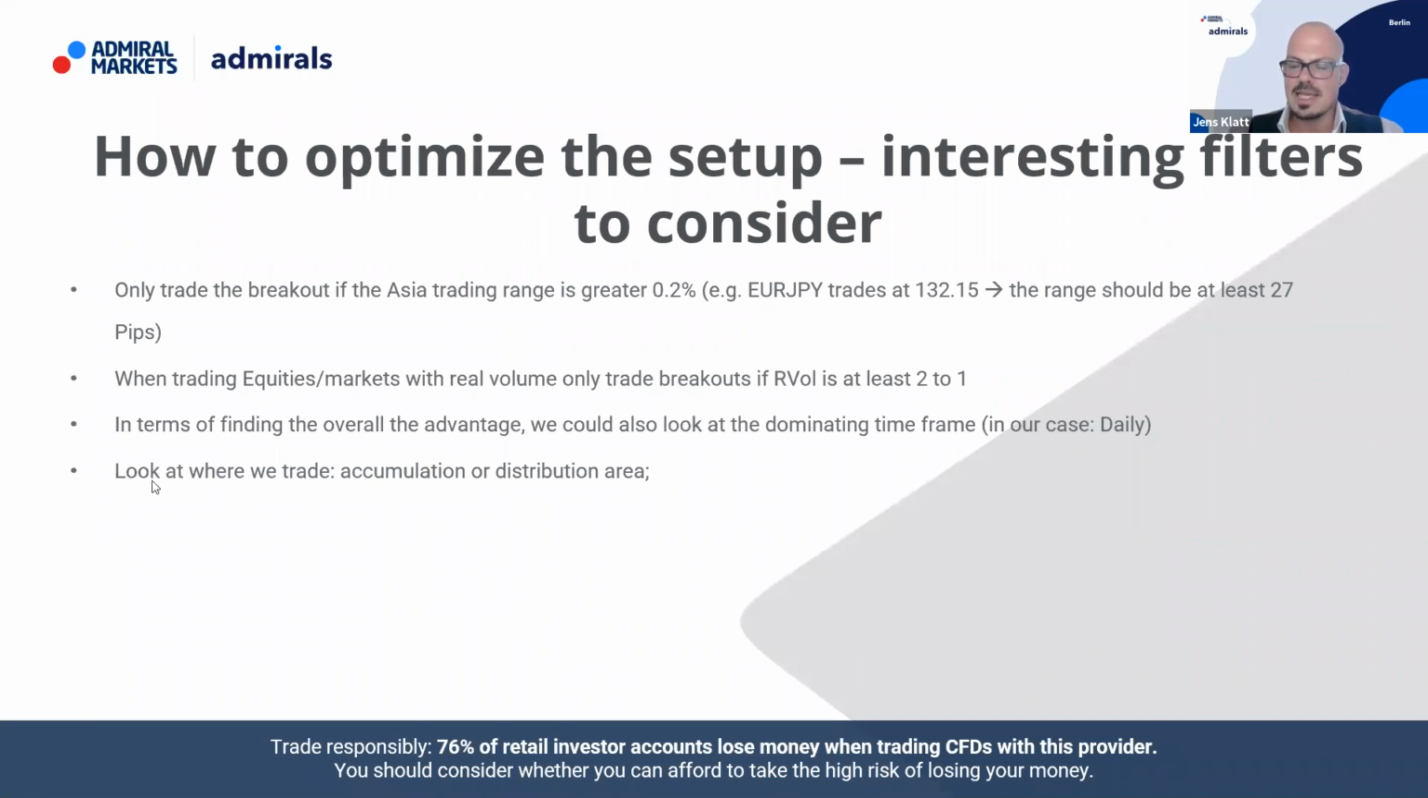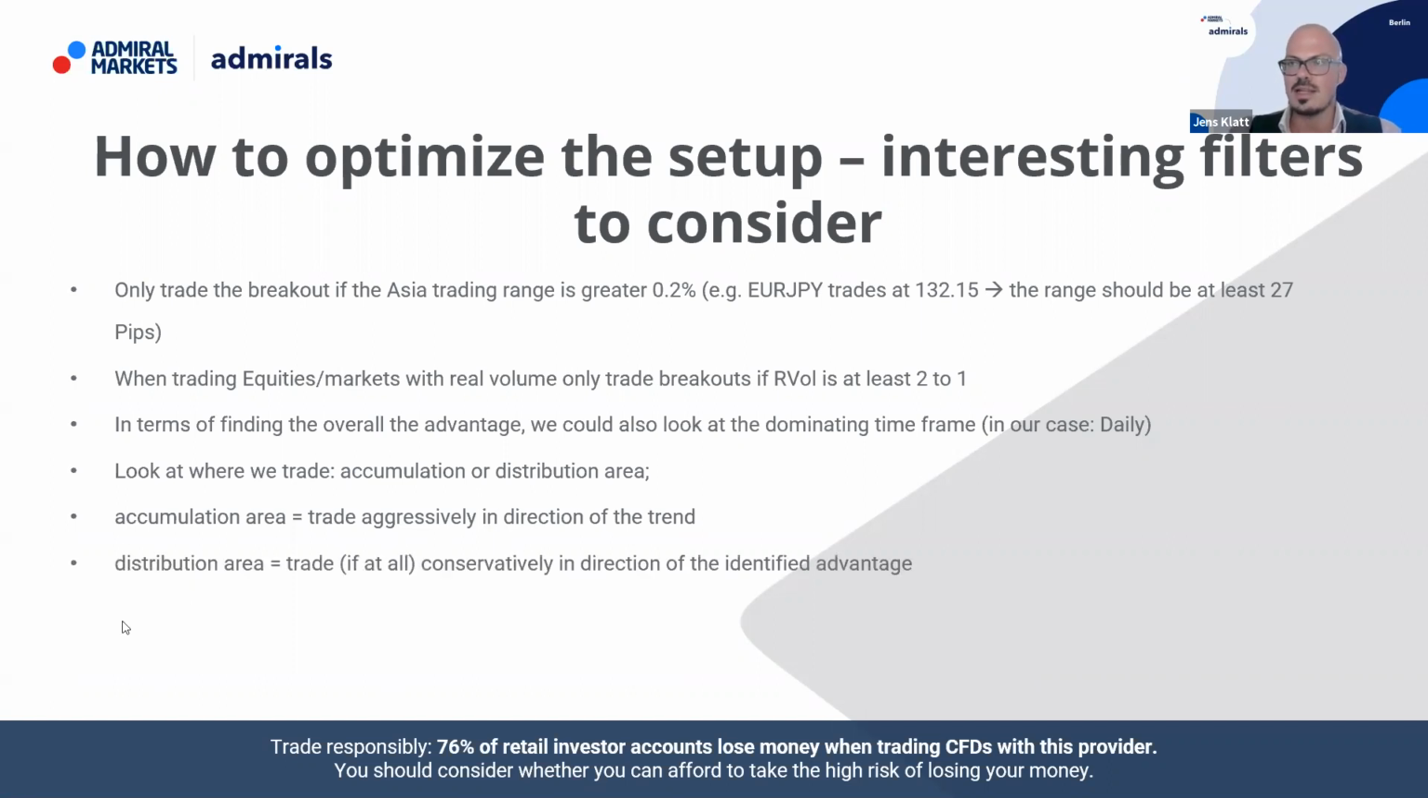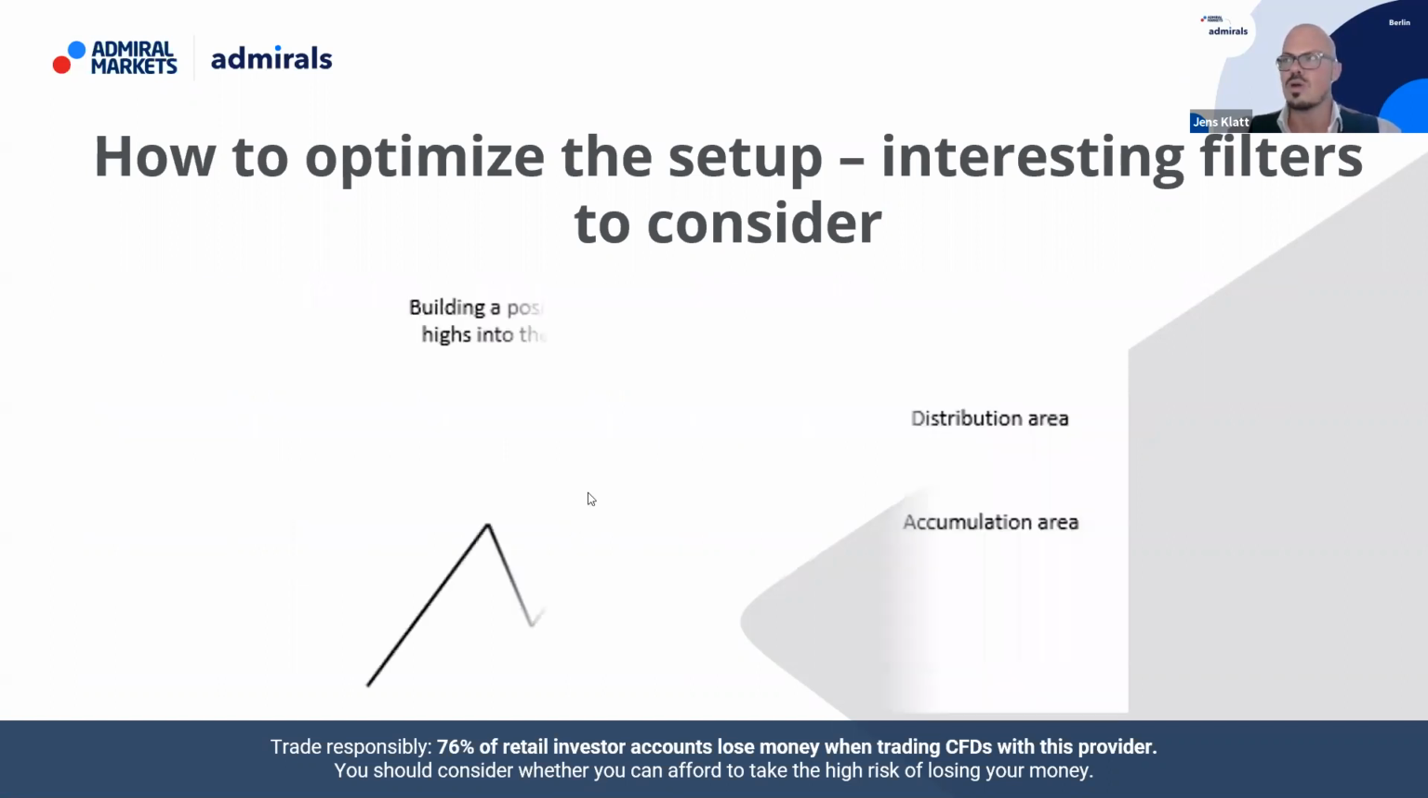So this brings us directly to the so-called accumulation, respectively distribution, area, and we need to introduce this. If we trade in the so-called accumulation area, we want to trade more aggressively than if we are trading in the distribution area. If we trade the setup there at all, we should be at least more conservative in terms of our position sizing. So what do I mean by that?